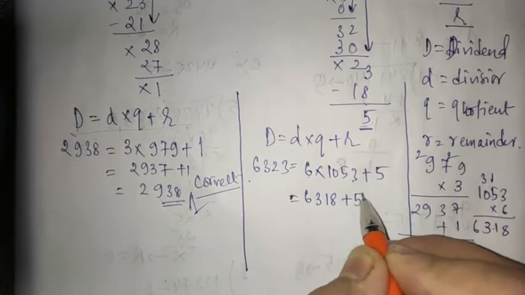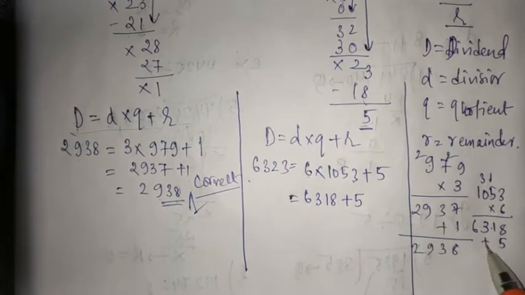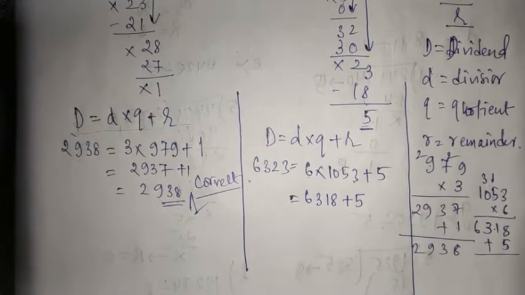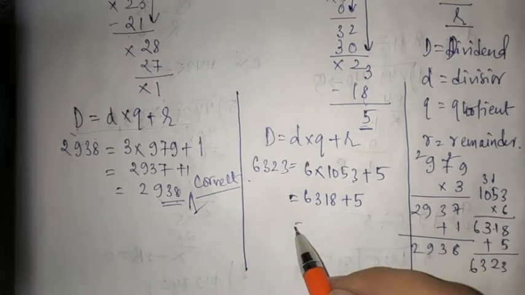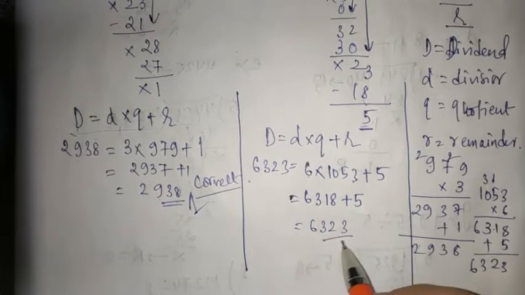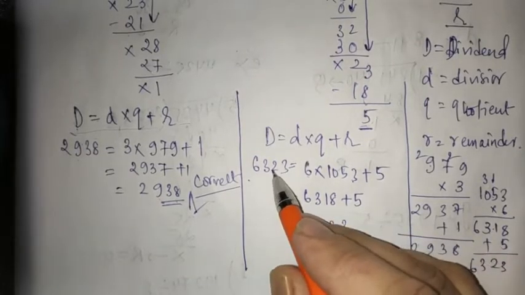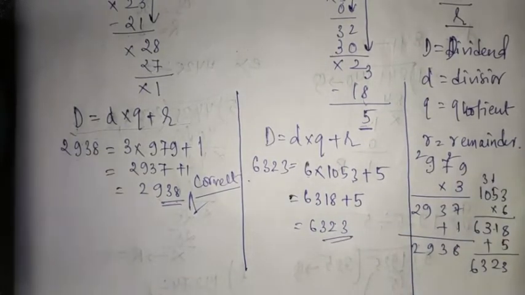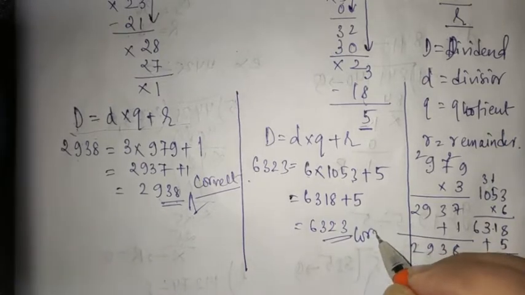Now plus 5. 8 plus 5, 9, 10, 11, 12, 13, right? 1 in hand, 1 plus 1 is 2, 3 and 3, 6. So what you got? 6323. Matched with the dividend side, and this D into Q plus R matched, no? So it is correct.